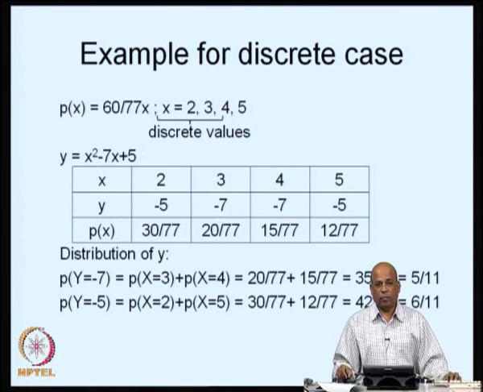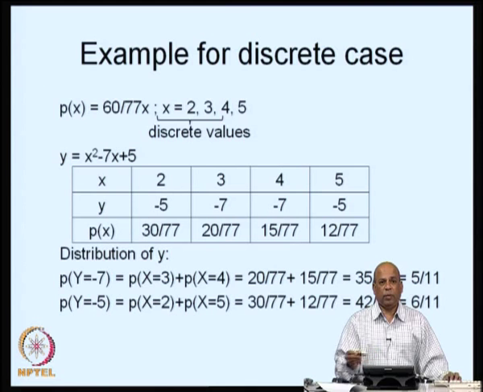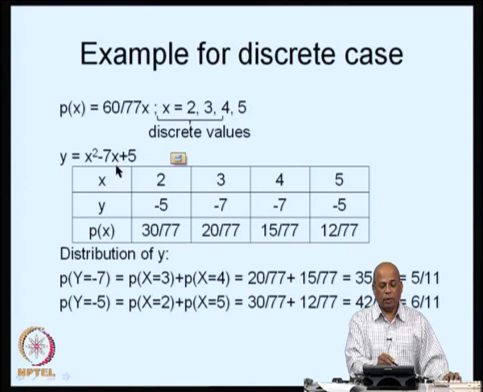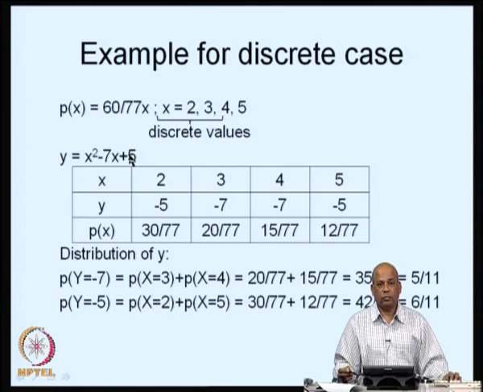See, for example, we have the probability mass function p of x is equal to 60 divided by 77 x, and x takes on the values 2, 3, 4 and 5. So, x takes on only the discrete values, and we define a function y is equal to x square minus 7 x plus 5. So, knowing the probability mass function p of x, we are interested in getting the probability mass function of the random variable y.